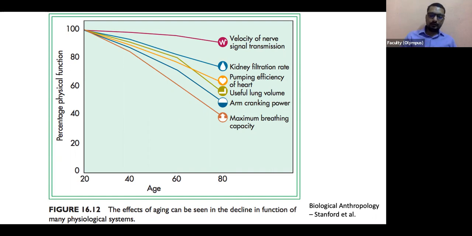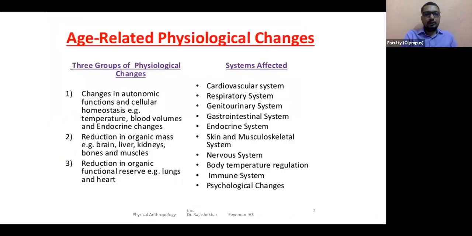Okay, you can use something like this. Of course, you can add a few more components here, like what type of physiological changes happen associated with age. You can divide these physiological changes into three groups. What is the first one? Changes in the autonomic functions.